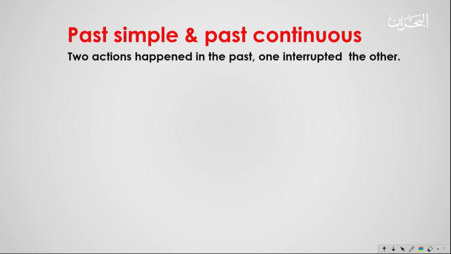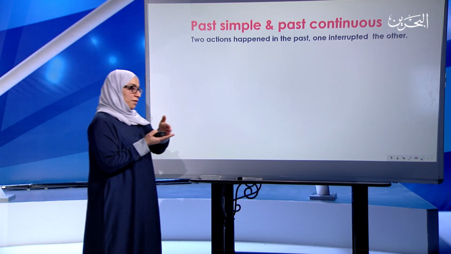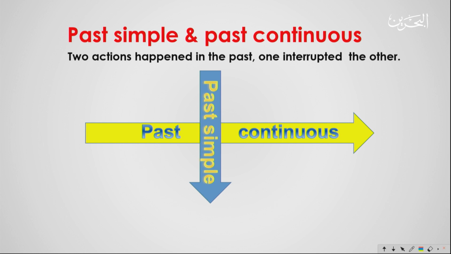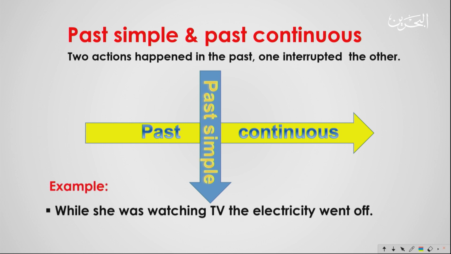The second two forms together, past simple with past continuous. Two actions happened in the past, one interrupted the other. Past continuous, going on in the past, past simple, interrupted. For example, while I was explaining the lesson for you, someone entered the room. While she was watching the TV, the electricity went off. It means she was watching. She was watching TV, the electricity went off and interrupted the first action. Action one, action two.